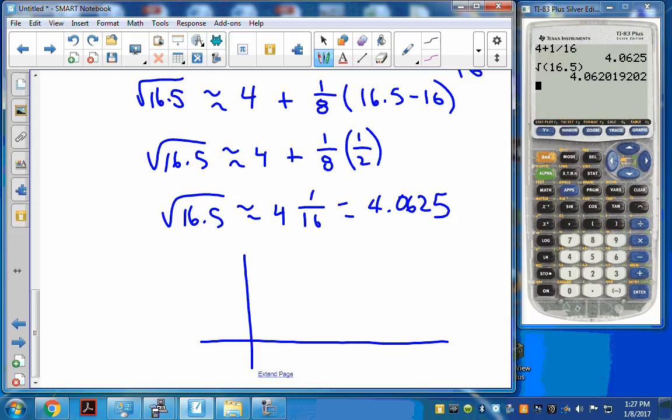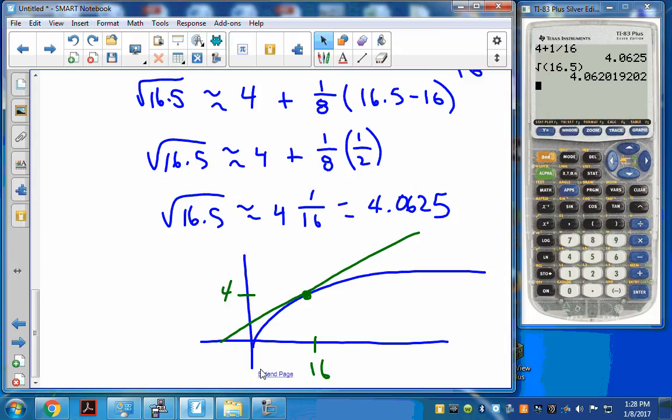Okay, so the curve was bending this way, and our tangent line was above the curve. Right, here's our point of tangency. This represents (16, 4). So as we travel along the line, it makes sense that we're rising faster than we would be if we were traveling along the curve. So the approximation is a little bit too big.